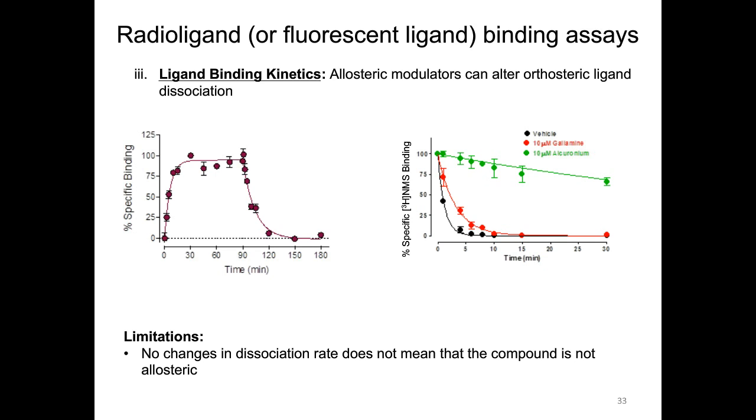And now Rob will move on to talk about how we can use functional assays to detect and quantify allosteric drug action behavior.